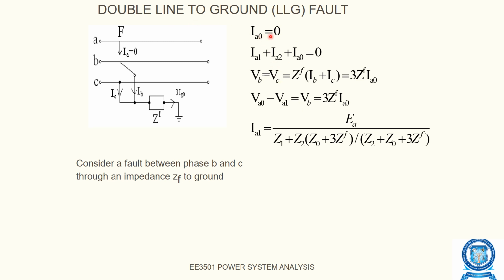And here IA0 is equal to 0, IA1 plus IA2 plus IA0 is equal to 0, that we know, right? So now VB is equal to VC, which is equal to ZF into IB plus IC, which is equal to 3 ZF into IA0. VA0 minus VA1, which is equal to VB, which is equal to 3 ZF IA0. From this, IA1 is equal to 3 EA divided by Z1 plus Z2 into Z0 plus 3 ZF, the whole divided by Z2 plus Z0 plus 3 ZF. This is how we calculate the fault current in case of double line to ground fault.